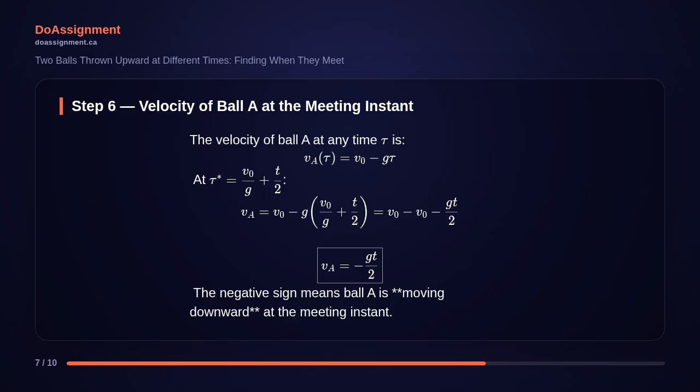Ball A's velocity is v-naught minus g times tau. Substituting tau star, the v-naught terms cancel and we get negative gt over 2. The negative sign tells us ball A is already on its way back down when the two balls meet.